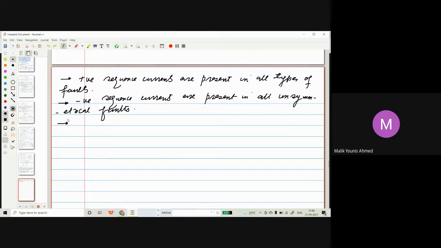Number 3. Zero sequence. Okay. Now let me ask a question to Mansha. Yes, sir. Zero sequence currents will be present in which type of faults? You don't need to look, don't flip back the pages, this is common sense. In which faults will the zero sequence component of current be present?